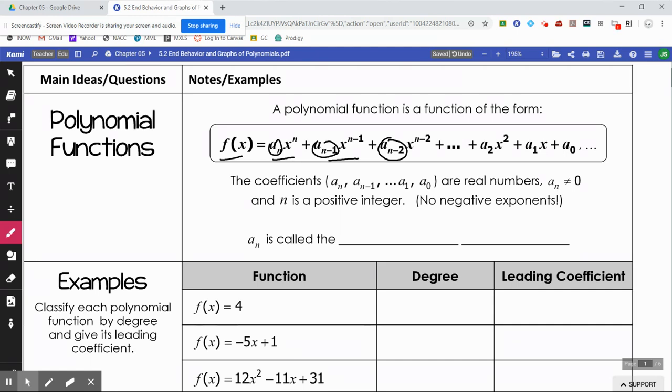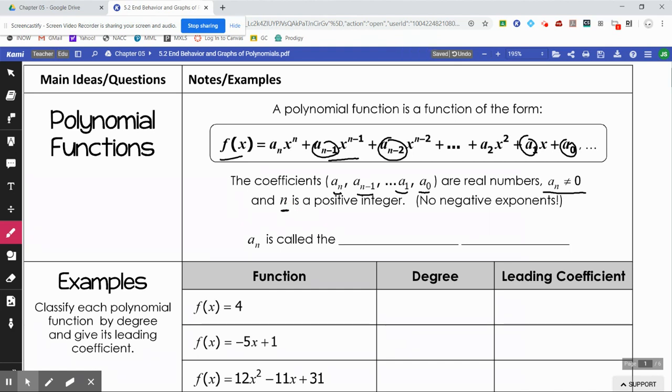And n is going to be positive integers, x to the third power, x to the second power, x to the first power. Again, the coefficients, a sub n minus 1, a sub 1, a sub 0, all of these a numbers are real numbers. A sub n is not 0. This first coefficient, or the first number out front, is not 0. Again, n will be all positive integers, no negative exponents.